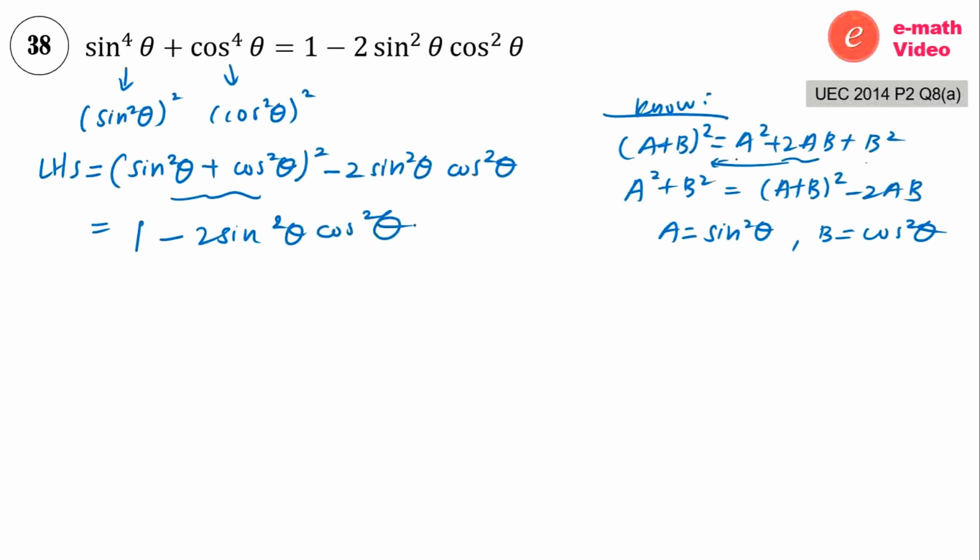Proven. I forgot to tell you, the reason we always reduce it to second power is because you look at your formula list, a lot of formulas have cos square, sin square, right? So when we reduce it to second degree, it's always easier for us to find the suitable formula to use. Therefore, we always do this, right?